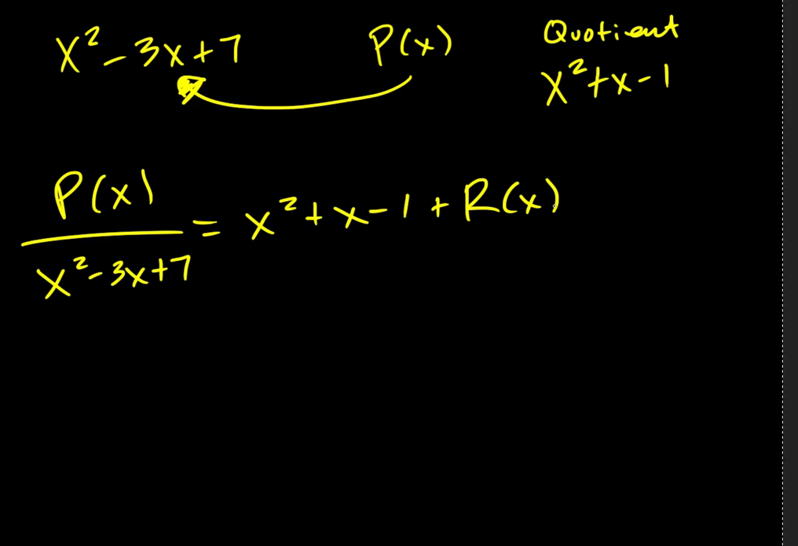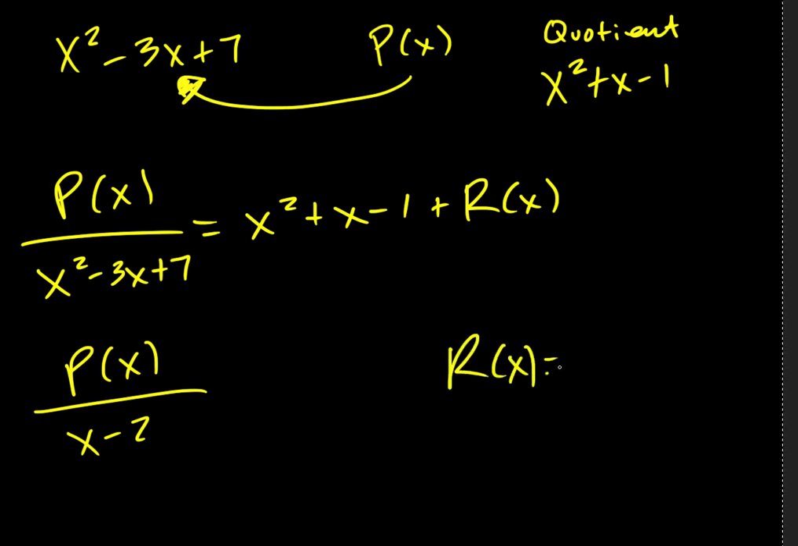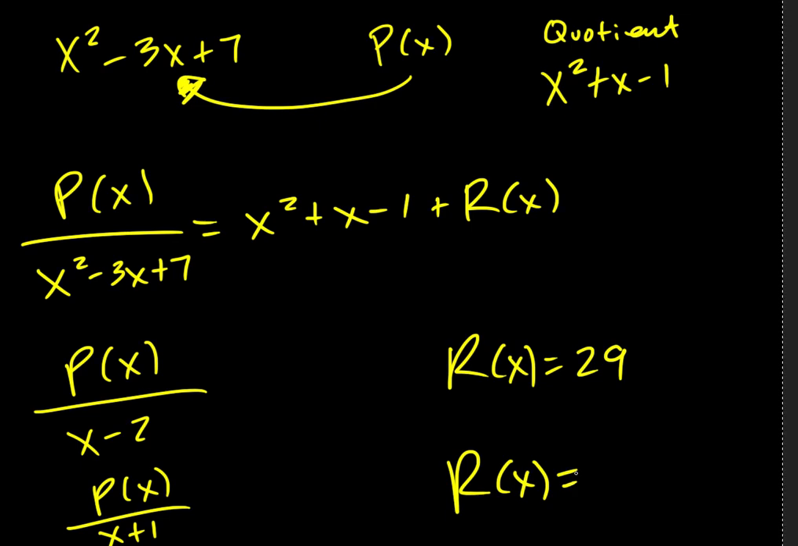Okay, when p of x, so the same one, when p of x is divided by x minus 2, the remainder is 29. When p of x is divided by x plus 1, then the remainder is negative 16. Find the remainder in the form ax plus b.